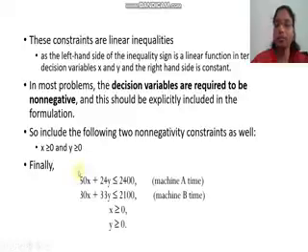Finally, the given problem has been formulated as a linear program with the following equations: 50x plus 24y less than or equal to 2400, and 30x plus 33y less than or equal to 2100, and x greater than or equal to 0 and y greater than or equal to 0. So this is how for any optimization problem we can find out the decision variables, the objective function and the constraints, and formulate it as a linear program.